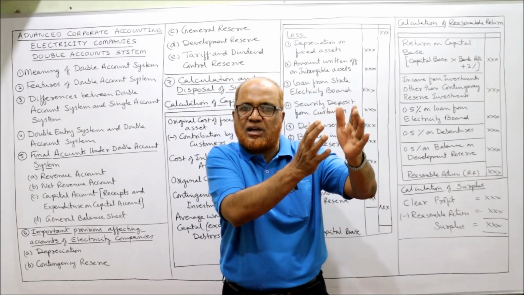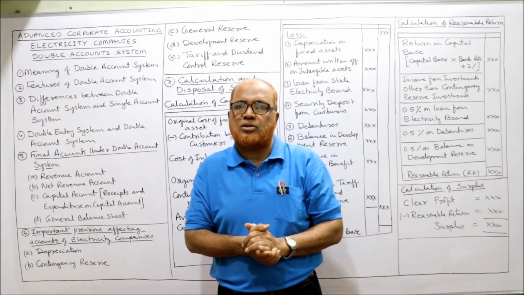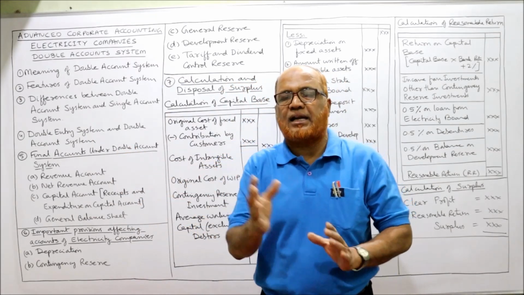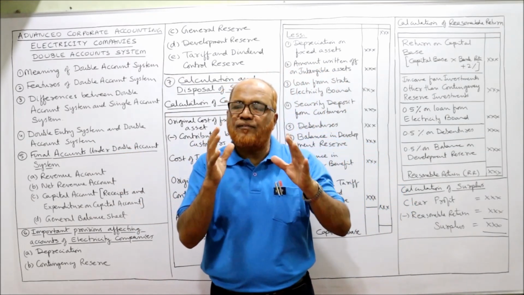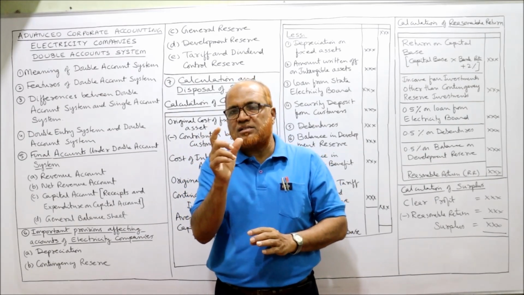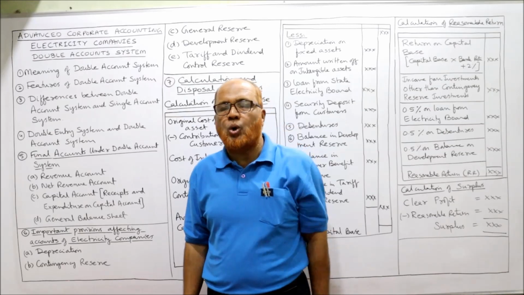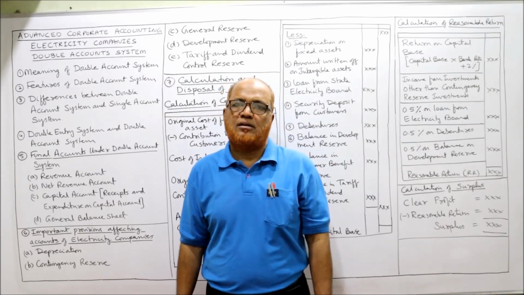That means profit and loss account, profit and loss appropriation account. But here in double account system, we'll make revenue account and net revenue account. Third feature is in this double account system, the assets will always be shown at the cost.